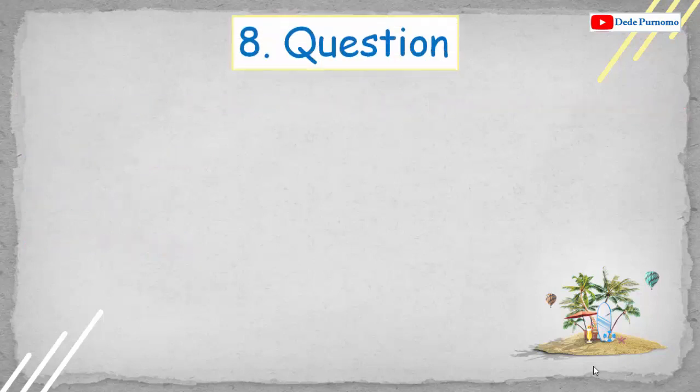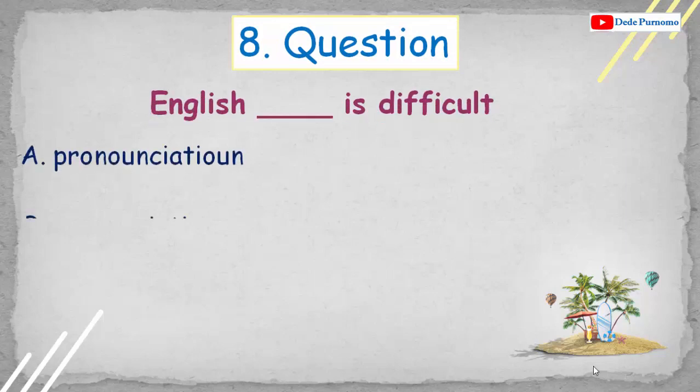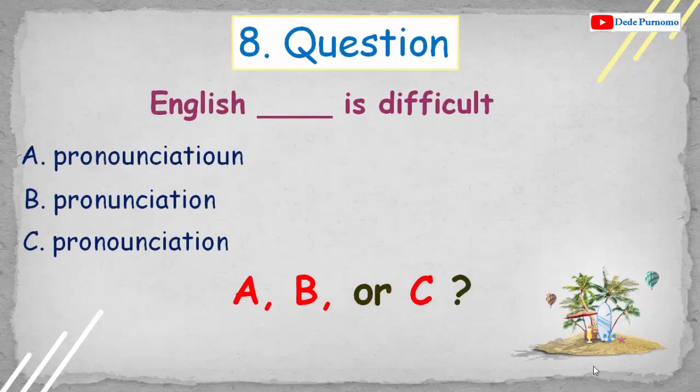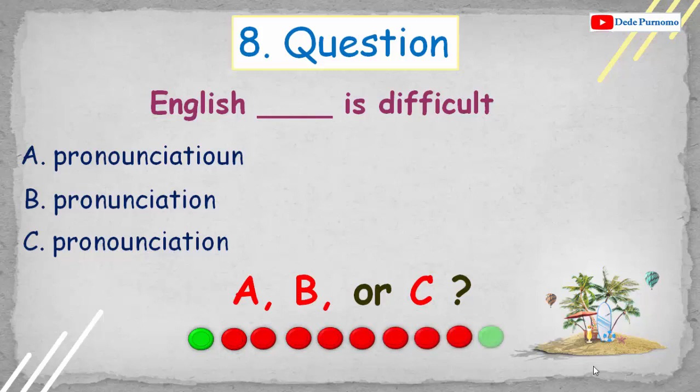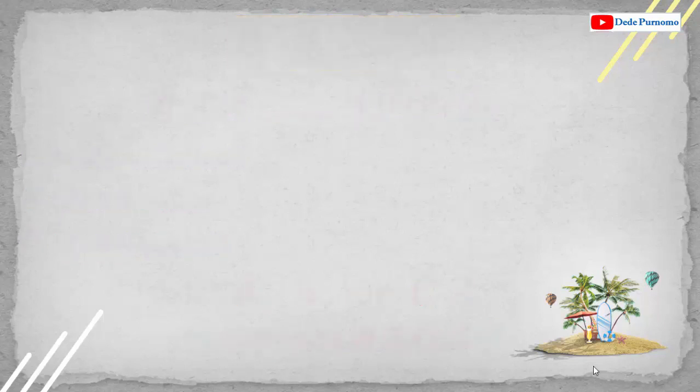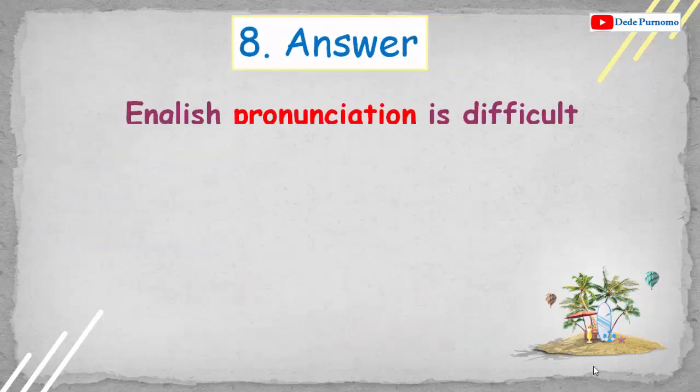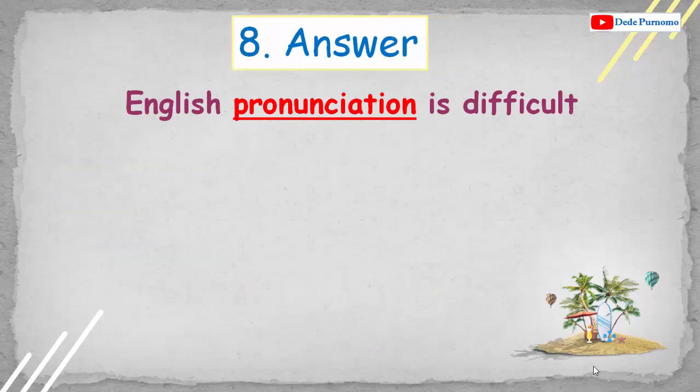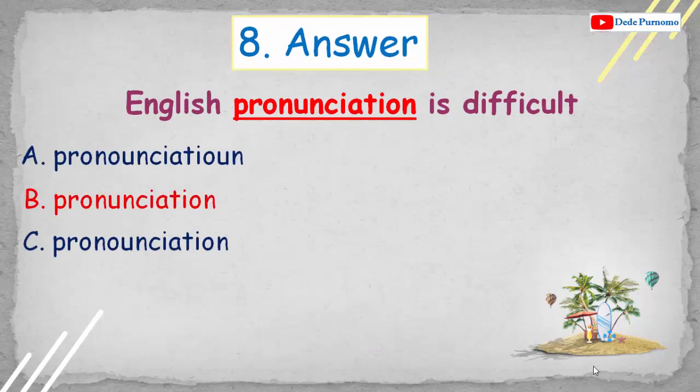Number 8. Question: A, B, or C? Answer. English pronunciation is difficult. B.